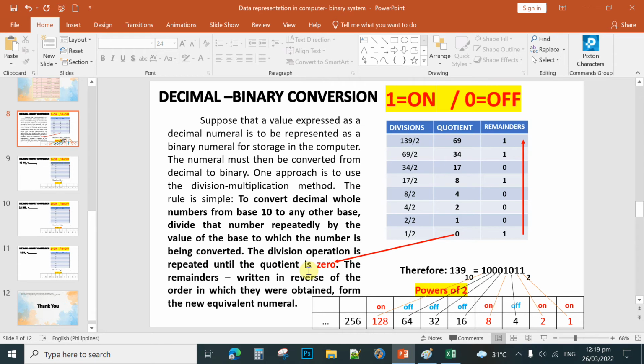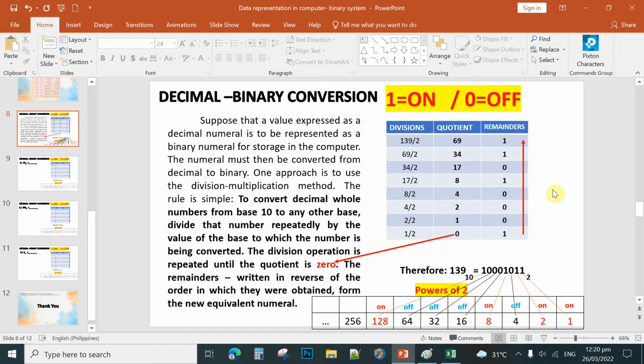So you actually divide the given decimal number repeatedly by 2, since you are going to convert it into binary. Then stop the division operation if the quotient becomes 0. Look here. The remainders, written in reverse of the order in which they were obtained, form the new equivalent numeral. So let us take this example.